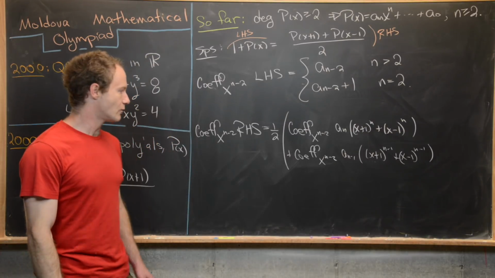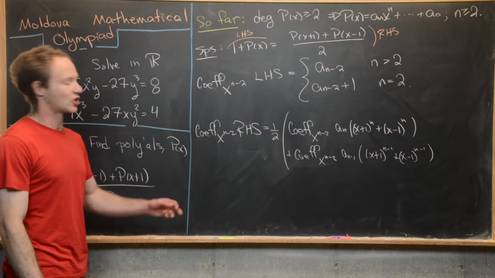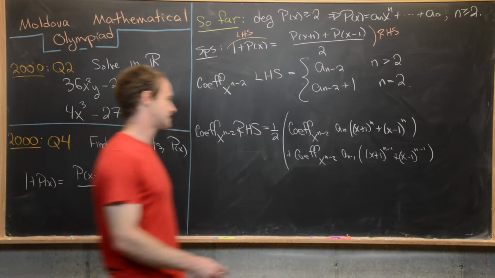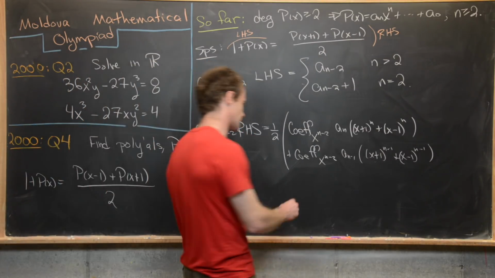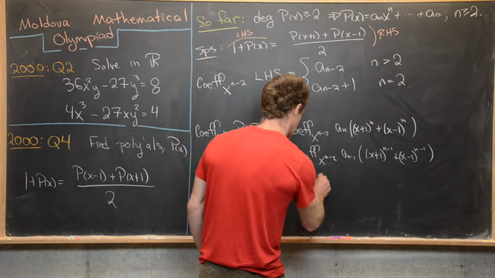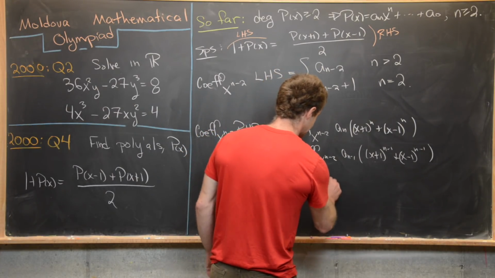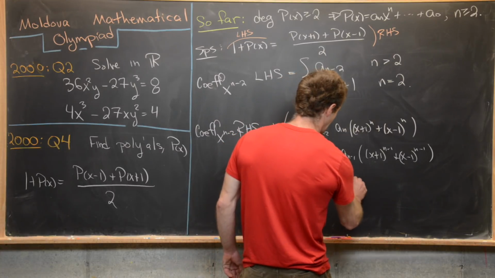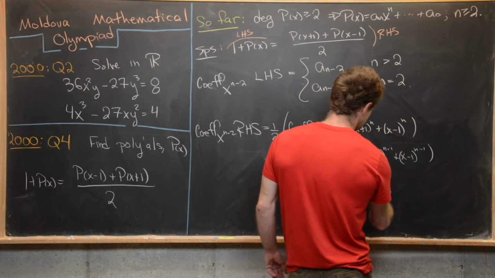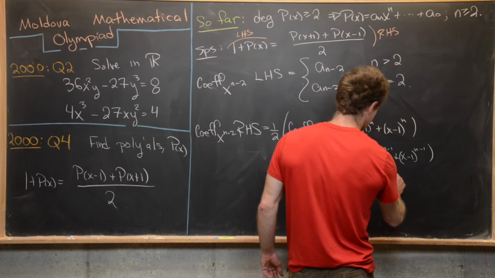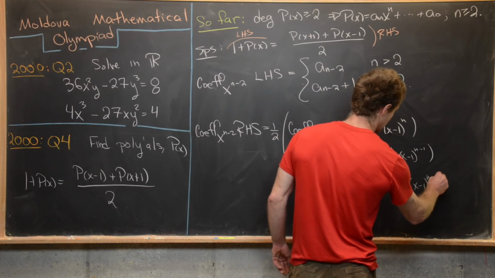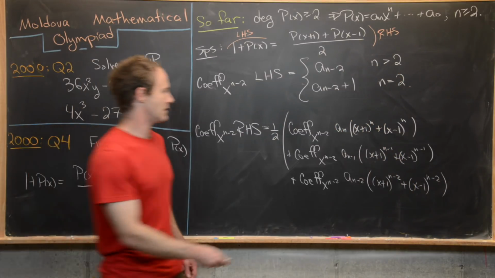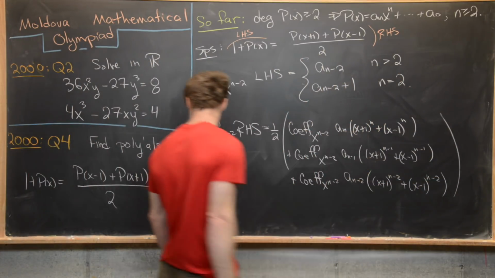And then we've got one more place that we can find terms that are up to x to the n minus 2, and that will be the a n minus 2 terms. So let's write that down. So here we have plus the coefficient of x to the n minus 2, a n minus 2 times x plus 1 to the n minus 2 plus x minus 1 to the n minus 2. Then maybe let's go ahead and end these parentheses.